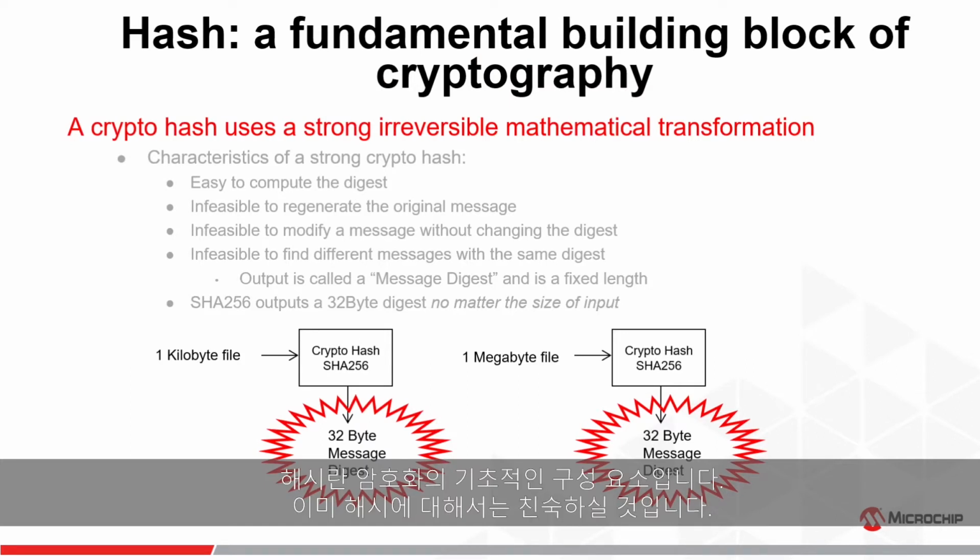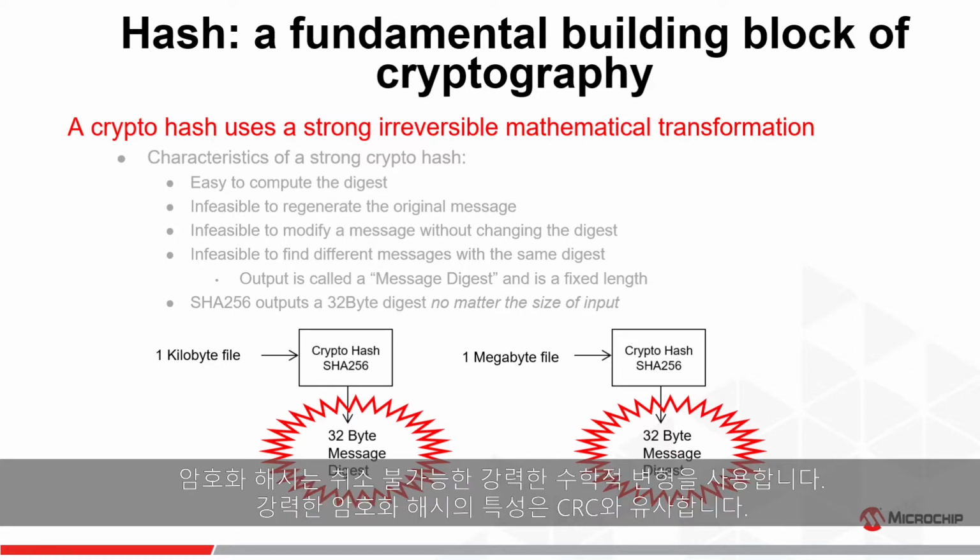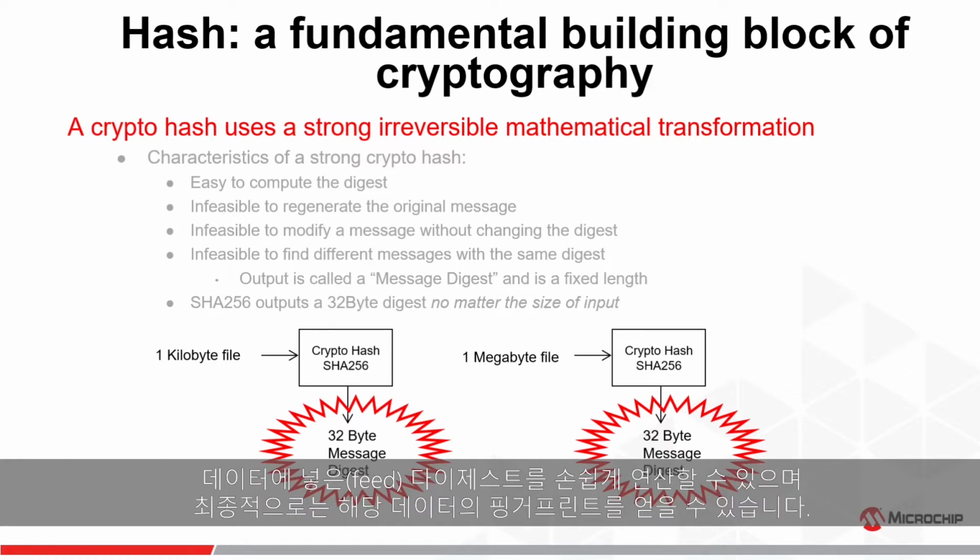You are probably already familiar with hash. A CRC, a cyclic redundancy check, is a hash, although it's not strong enough or robust enough for cryptography. A crypto hash uses a strong, irreversible mathematical transform. The characteristics of a strong crypto hash are similar to a CRC. It's easy to compute the digest. You just feed in the data, and at the end you get a fingerprint of that data.